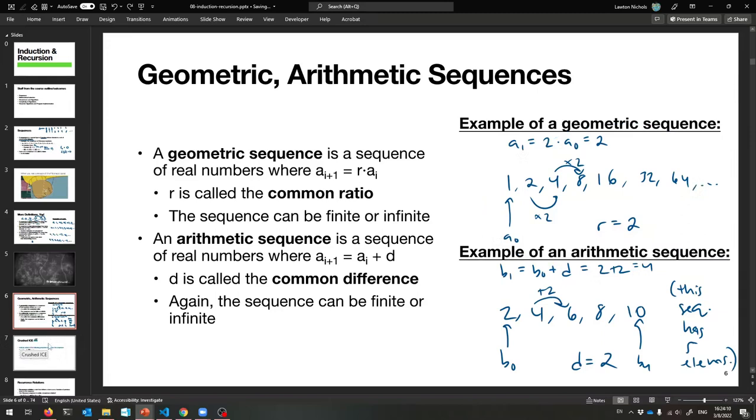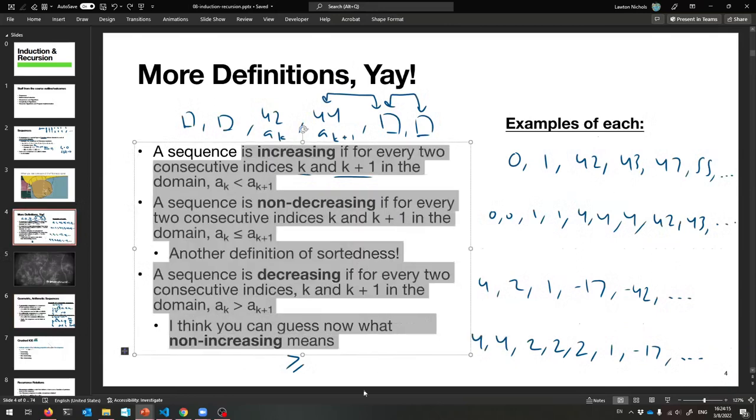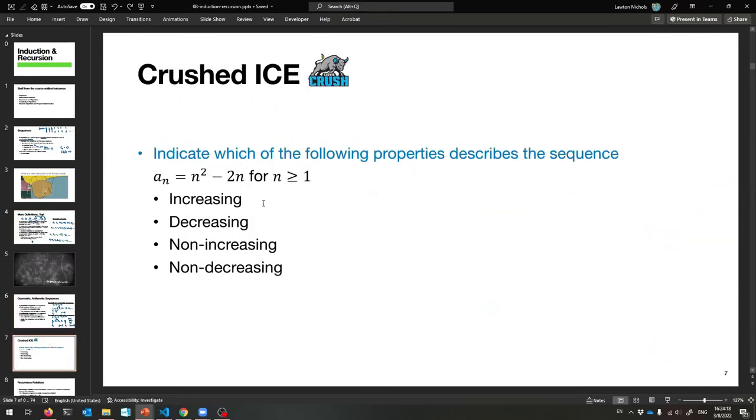It's an infinite sequence. Now that we've done a lot of these, remember to go back to the slide to discover what all these mean. I would like you to try this. Given those terms that we learned about in the last lecture, recall them and see if you can circle some of these properties to describe this sequence. Here's a sequence where a sub n, the nth element, is equal to n squared minus 2n for all n greater than or equal to 1. So it starts at 1. See if you can figure out if this is increasing, decreasing, non-increasing, or non-decreasing. What kind of sequence is it?